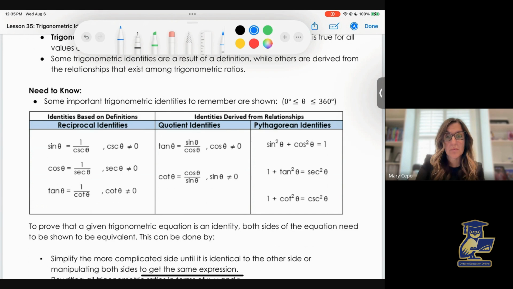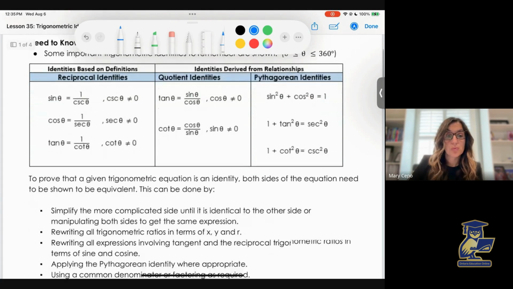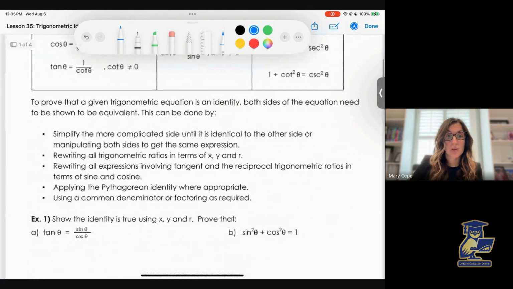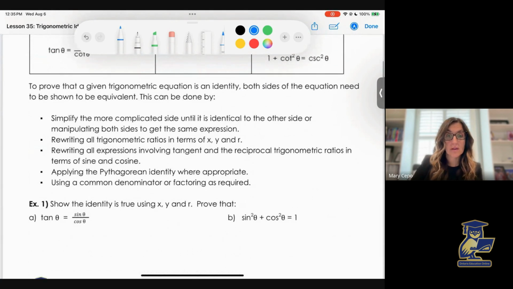Sine squared theta plus cosine squared theta is always equal to 1. These other two Pythagorean identities we won't be using, but they do exist: 1 plus tan squared theta is equal to secant squared theta, and 1 plus cotangent squared theta is equal to cosecant squared theta. To prove that a given trigonometric equation is an identity, both sides of the equation need to be shown to be equivalent.